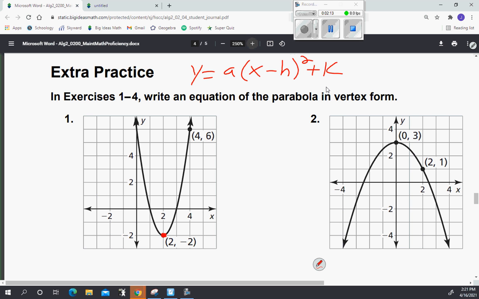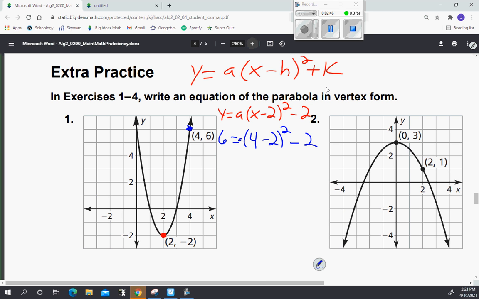So we're going to plug that into our equation. We have y equals a times x minus 2 squared, because it went right 2. And then it's minus 2 at the end because we went down 2. Okay, that's my vertex. They give us a point, 4, 6. We're going to plug those into x and y. So 6 equals, you know that x is 4, and then just everything else. 4 minus 2 squared minus 2.